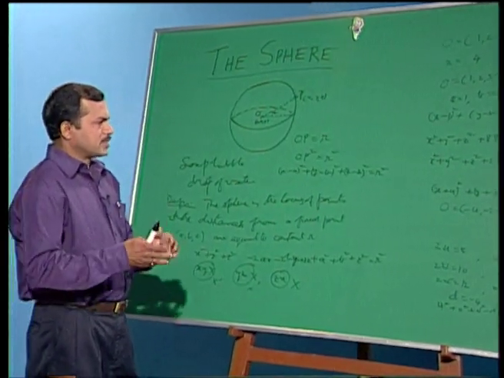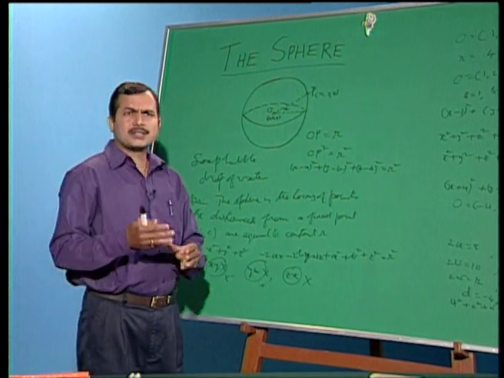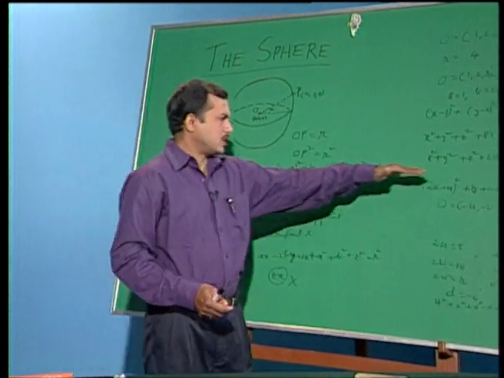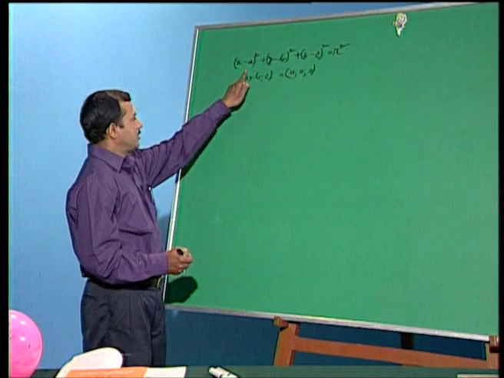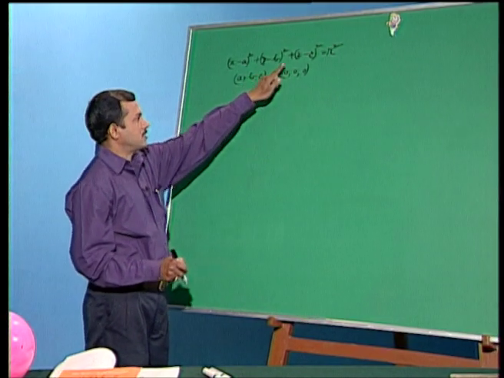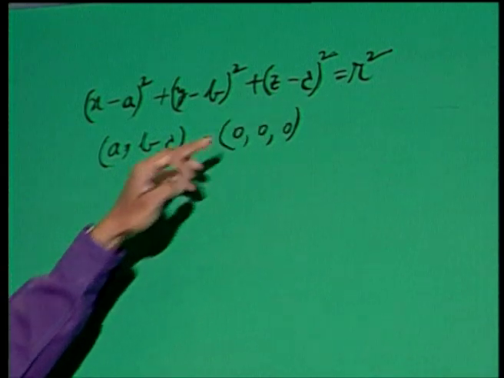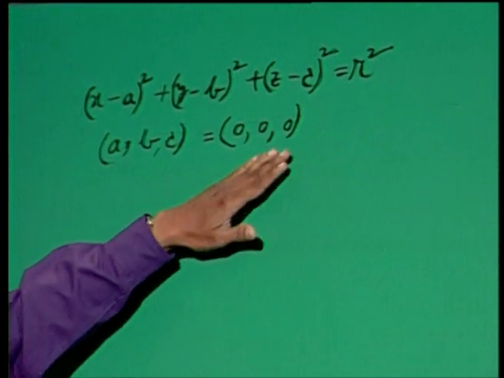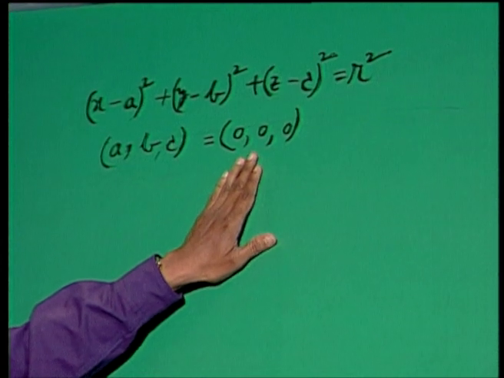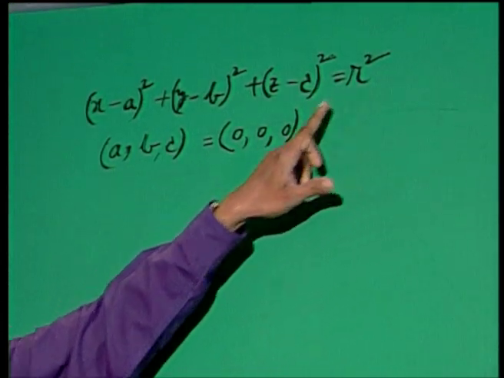Now, let us look at another general form of this second degree equation. Let us look at another example of a sphere. Let us consider the equation (x − a)² + (y − b)² + (z − c)² = r². Let us consider the sphere having the origin as the center and radius as r units.